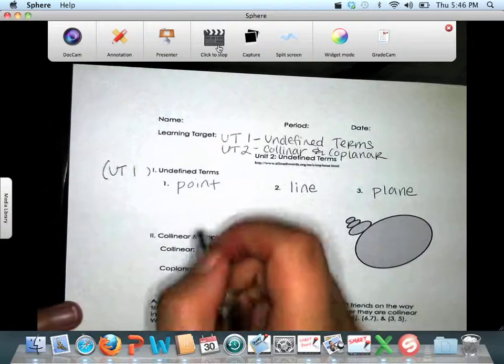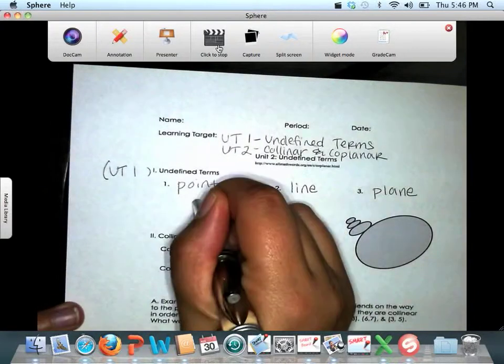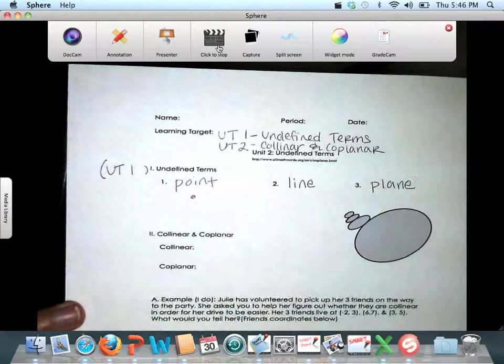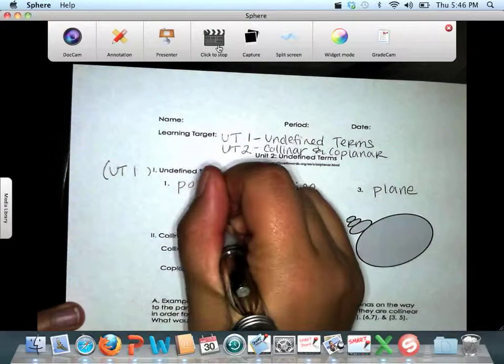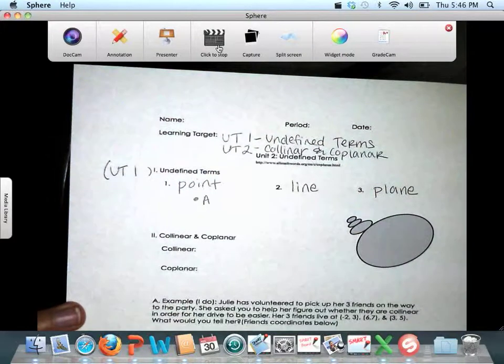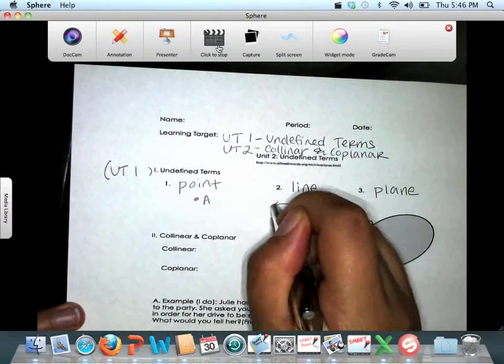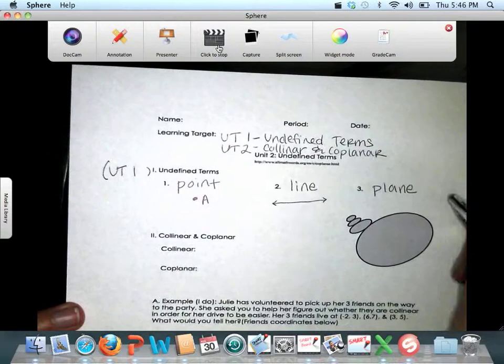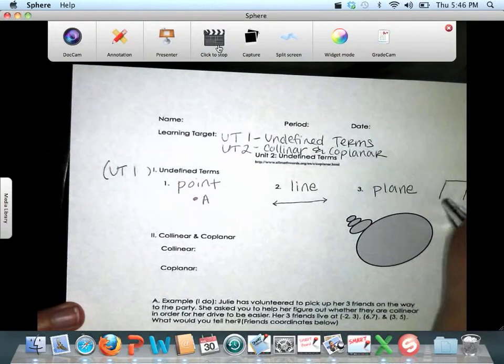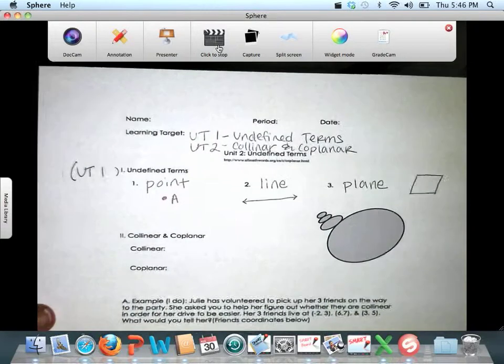Now, a point, alright, looks like this. It's a dot, and we usually give it a name, like A. Okay? A line will look like this, and a plane usually looks something like this. Scoot it over a little bit.